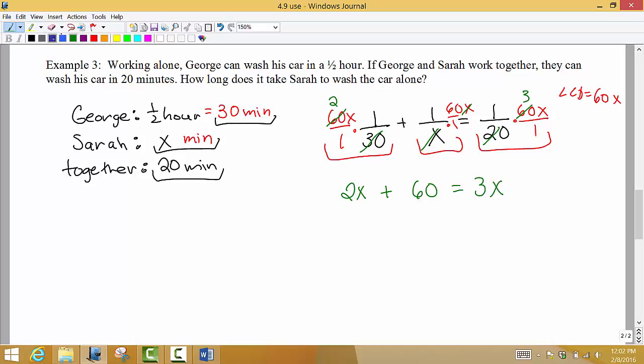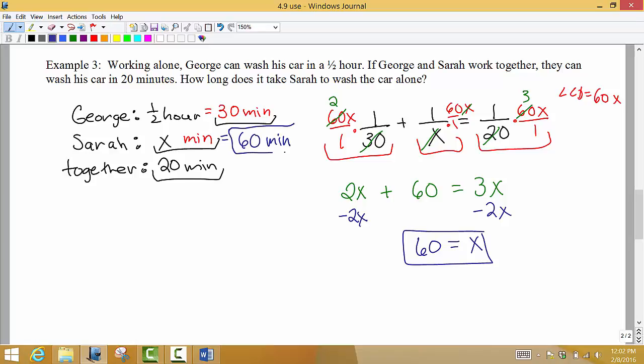Now this gives us a really easy equation to solve. It's a linear equation, so I just need to get x by itself. I'm going to subtract 2x from both sides. I end up with 60 is equal to x. So if I go back up to my representation section, that tells me that it takes Sarah 60 minutes to actually complete the job alone.